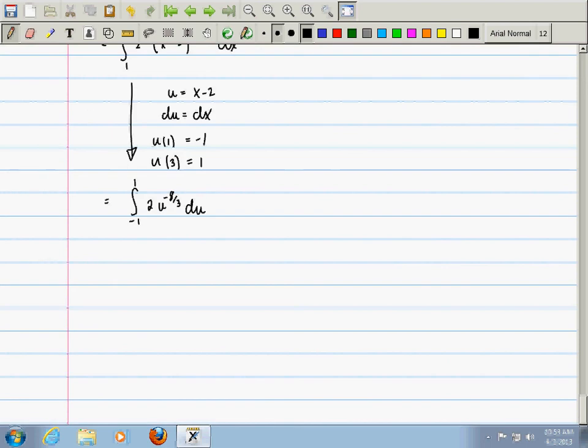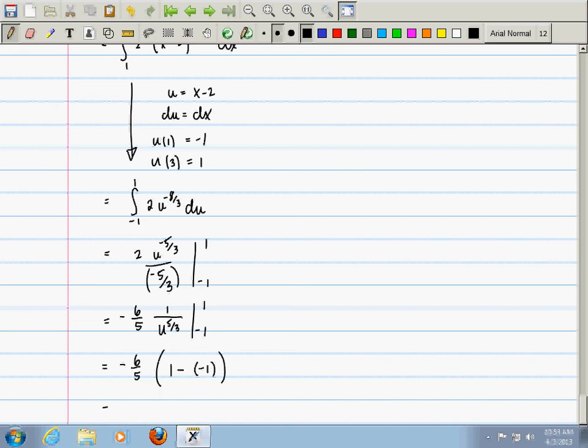So this is what? 2, negative 8/3 plus 1 is negative 5/3, so u to the negative 5/3 divided by negative 5/3, evaluated from negative 1 to 1. So then this will be negative 6 over 5 multiplied by 1 over u to the 5/3 evaluated from negative 1 to 1. Okay, so the negative 6 over 5. And then this is what? 1 minus negative 1. So then this will be 2. So then this will be negative 12 over 5.